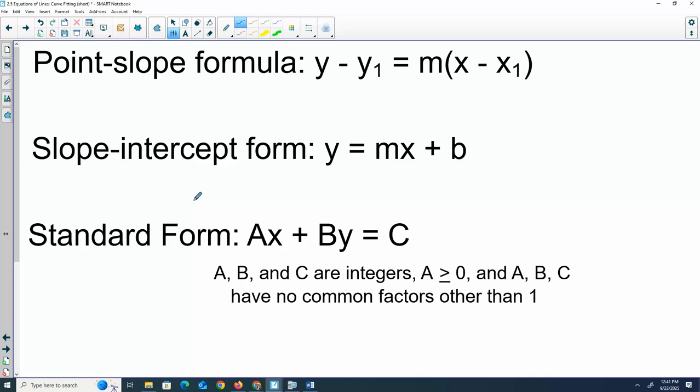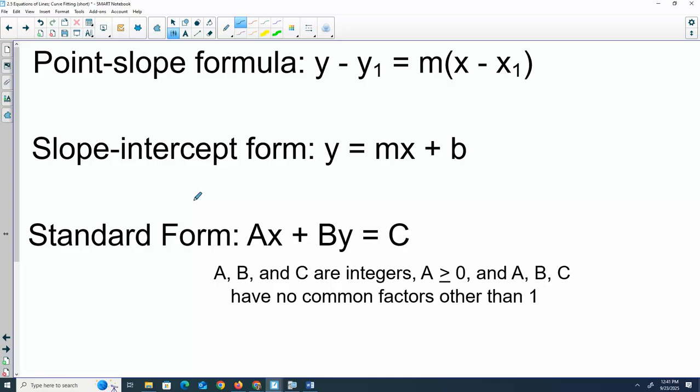The other form that we could see is standard form. We don't see it as much, but it does have its place, so you have to be able to turn things into standard form. And so that's when x and y are on the same side. Remember, in that, your coefficient of x has to be positive. You can't have fractions or decimals.